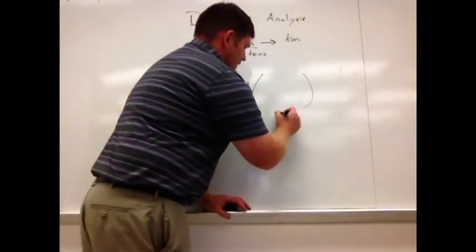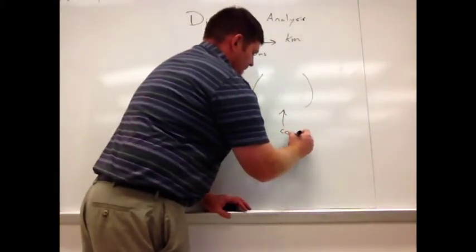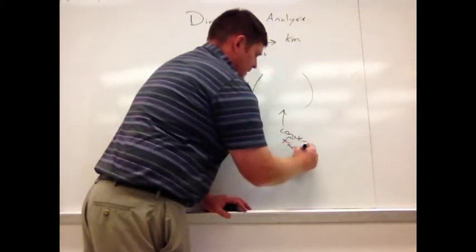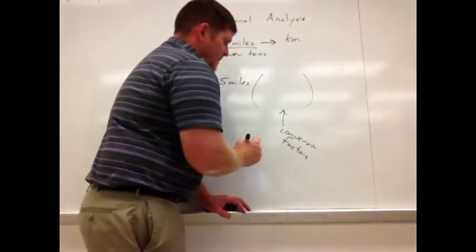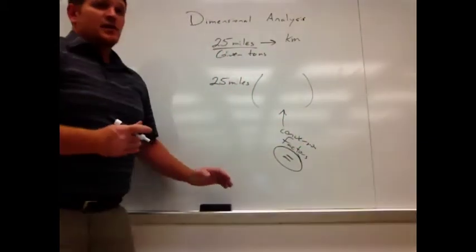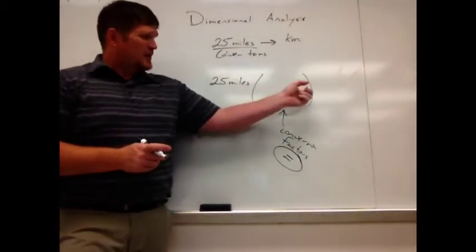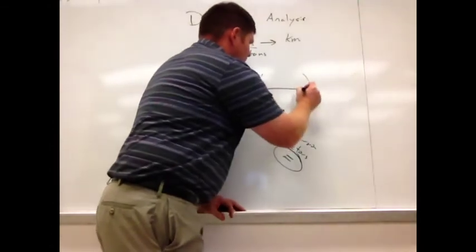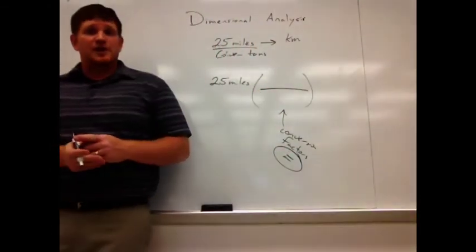So this is where my conversion factors go. So conversion factors go in here. So they have to equal each other. I'm going to circle that. Because everything that goes in the parentheses has to equal each other. So I'm going to go ahead and I'm going to draw a line right here. Now I have two things that equal each other.